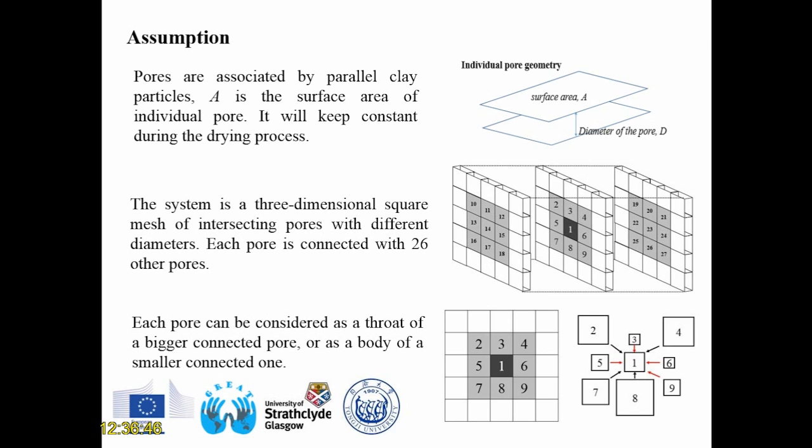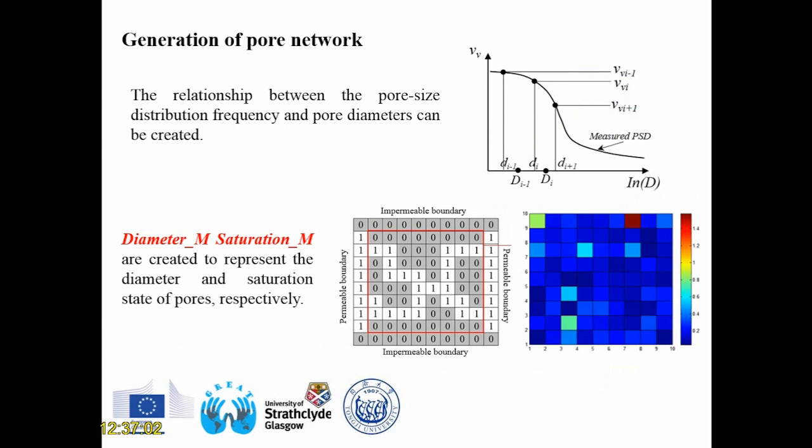Different from usual practice, we do not divide the pores into pore body and pore throat. Each pore can be considered as a throat to a bigger connected pore or as a body to a smaller connected pore. We used the MIP result to generate the pore network. According to the number of pores corresponding to each diameter interval, the pore size distribution frequency can be calculated. Then the diameter can be randomly assigned to the three-dimensional lattice. In addition, a new three-dimensional lattice is created to reflect the saturation state of the pores.